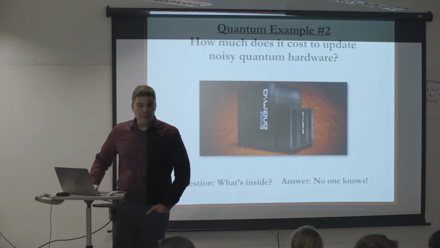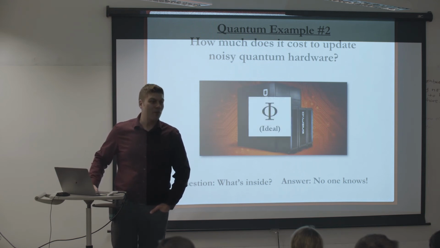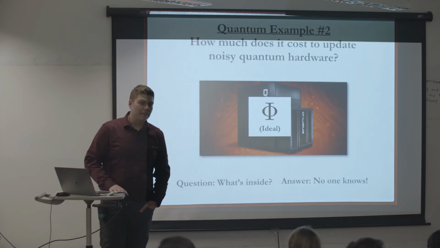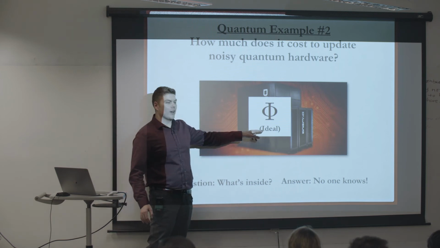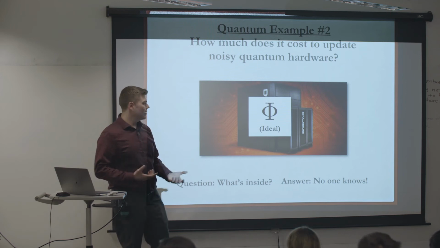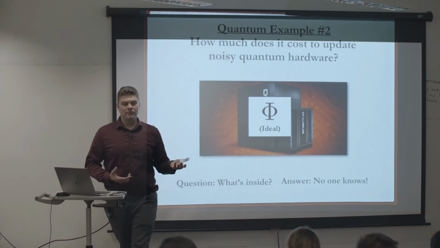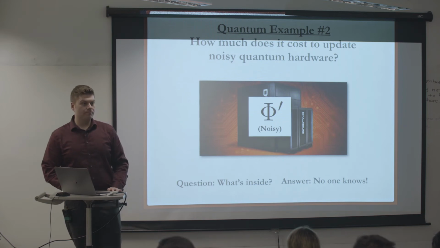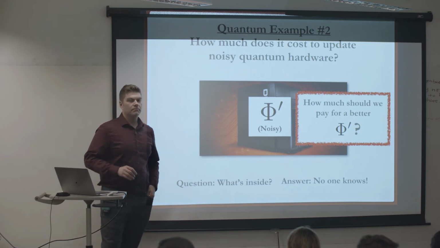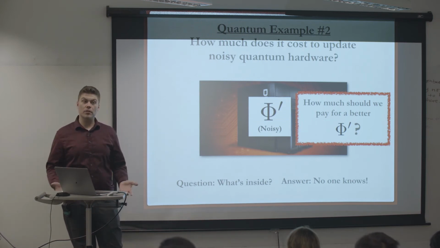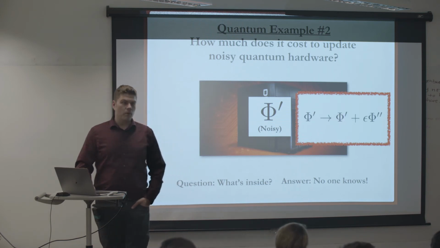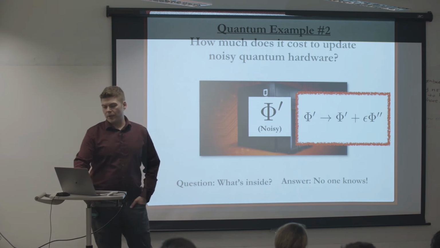But from a theoretical standpoint, I know what's inside. Just some quantum operation, phi here. Or at least that's what they want to be inside. This is what they're trying to build. Of course, we don't have these very good quantum computers yet. So we don't have the ideal thing. What we have is a noisy version of it. So the question is, how much would you pay for a better quantum computer, a better quantum process? So we're at some particular point, and we want to upgrade it to a better one.